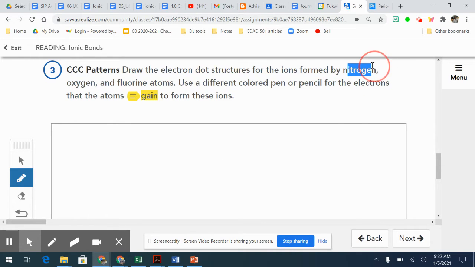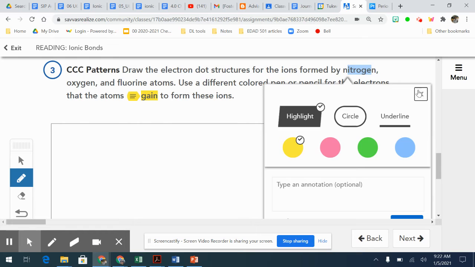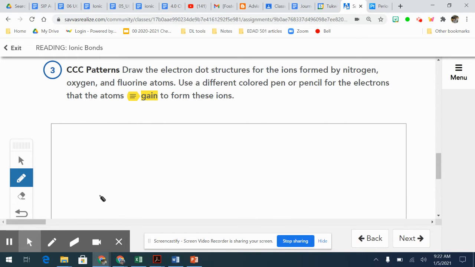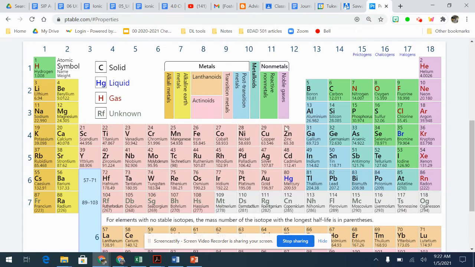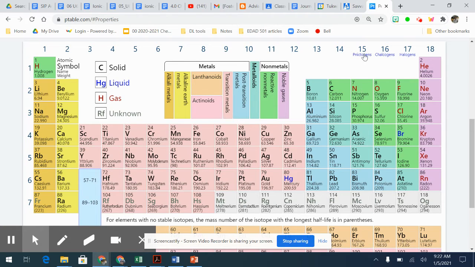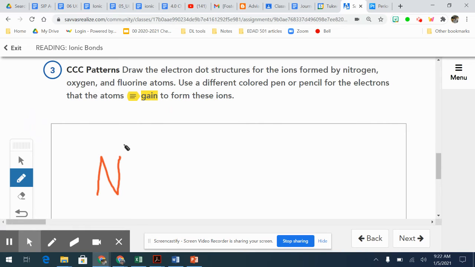Let's start with nitrogen. The first thing I do when I draw my Lewis dot structure is I write the symbol. Next, I look at the periodic table and figure out how many valence electrons I have. Nitrogen is in group 15 or group 5A, so it has 5 valence electrons. Just while we're here, oxygen is in group 16, so it's going to have 6 valence electrons, and fluorine is in group 17. It's going to have 7 valence electrons. Let's keep that in our minds while we do these problems.